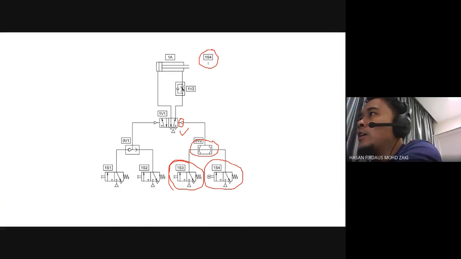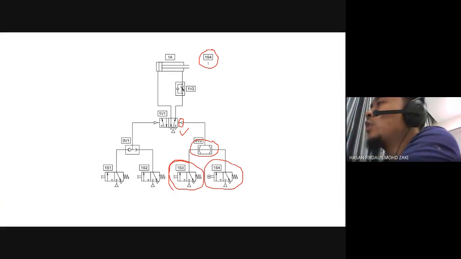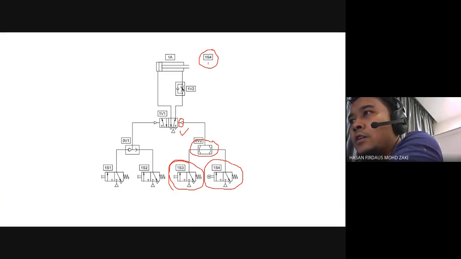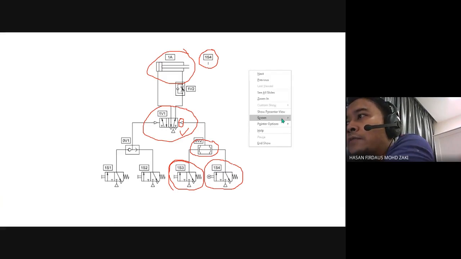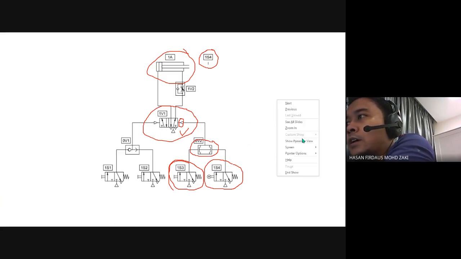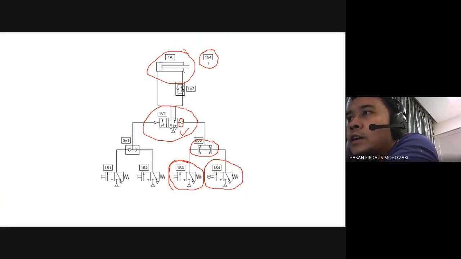So when do we need quick exhaust? In a real application, if you position this cylinder and this DCV very far apart, meaning that you will have this pipe here very long, right? Both pipes are very long.